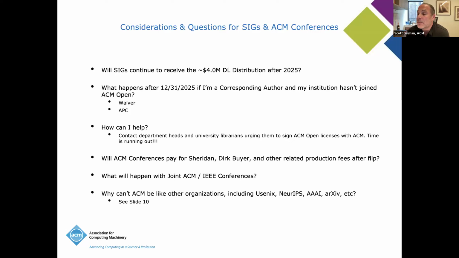By the numbers, 95% of the conferences that we run and the papers that we publish, if you pay an APC or your institution is an ACM Open, there is no additional charge. There are no page charges. If you look at other publishers like IEEE, they actually have page charges over and above APCs, over and above any institutional deals that they do.